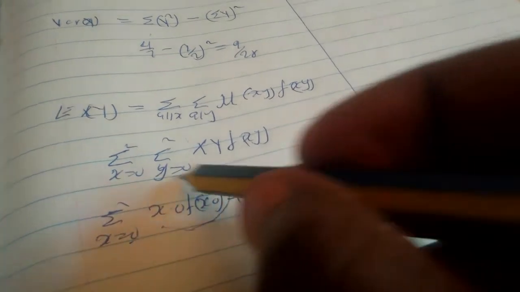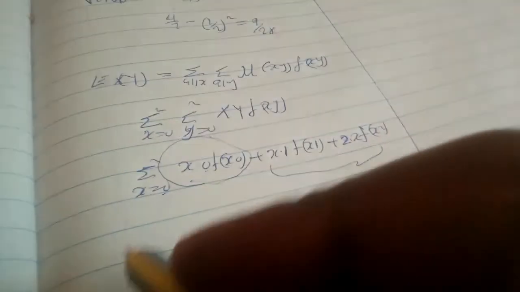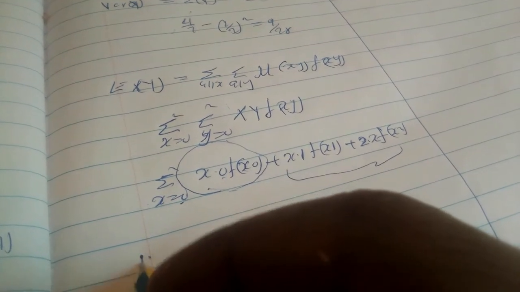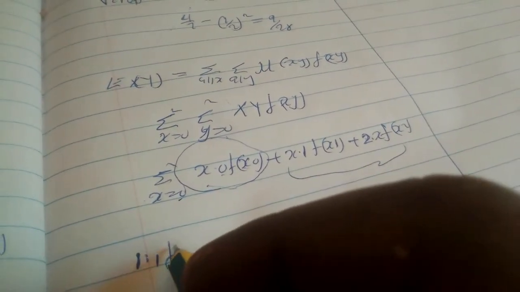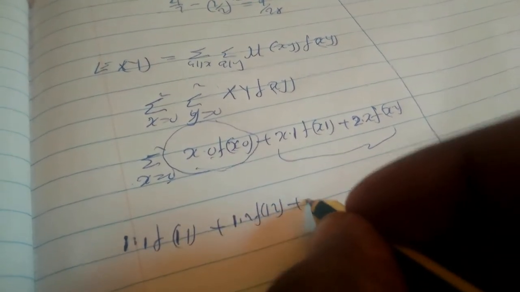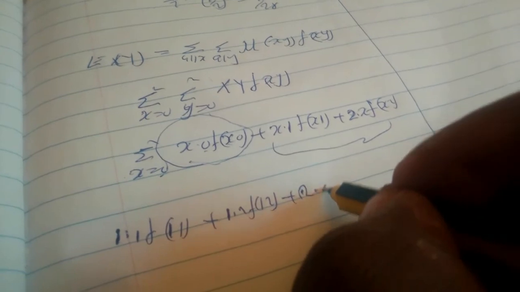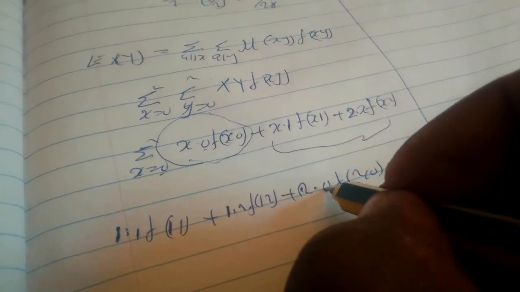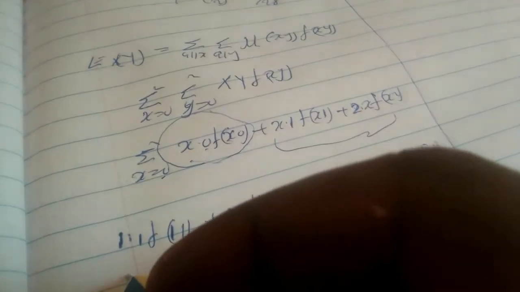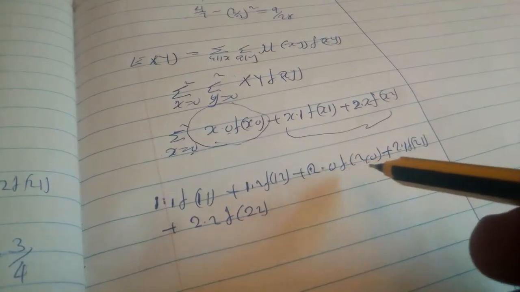So this one becomes 0, so we can eliminate this one, because any number times 0, you get 0. So we are going to say, you can start from 1 times 1. When x is equal to 1, we start here, 1, 1, plus 1 times 2. When x is equal to 2, 2 times 0 is 0, plus 2 times 1, 2, 1, plus 2 times 2, 2, 2. So this one is 0. You can eliminate this one.